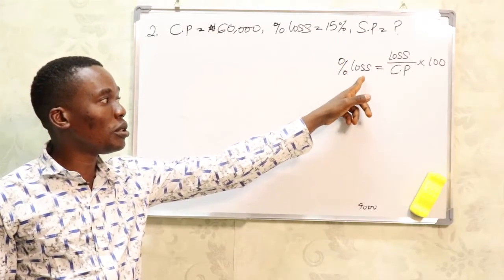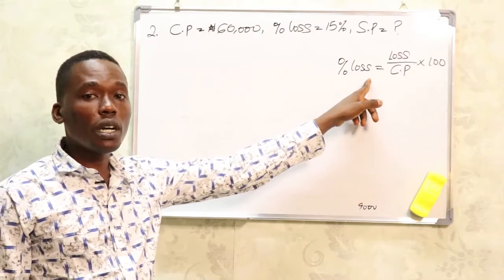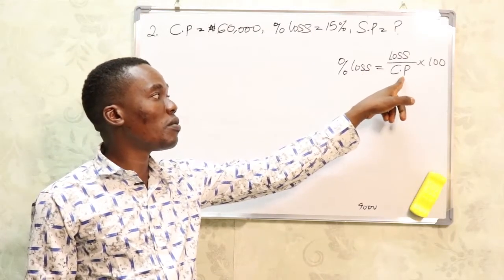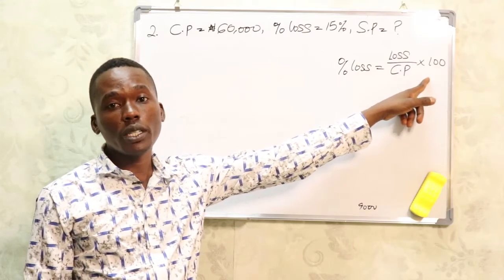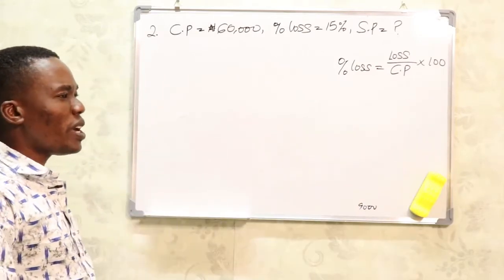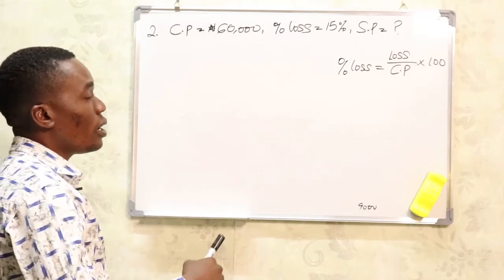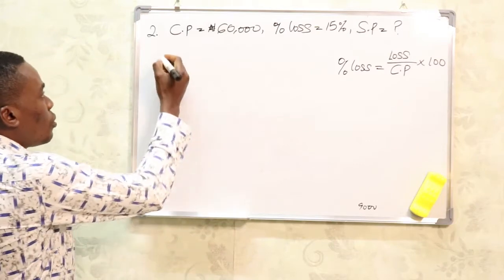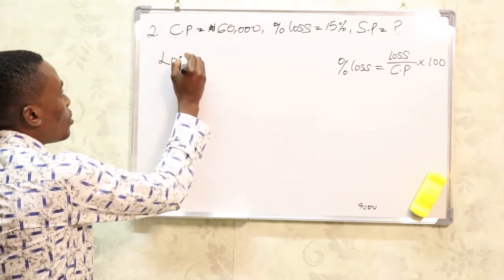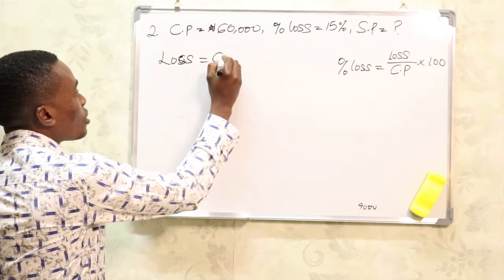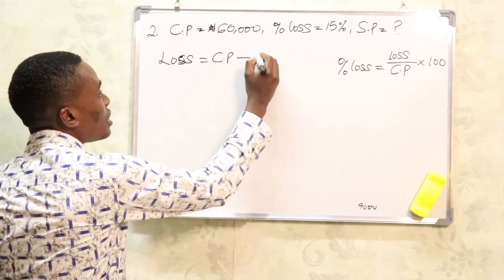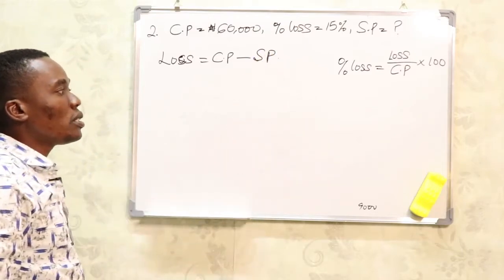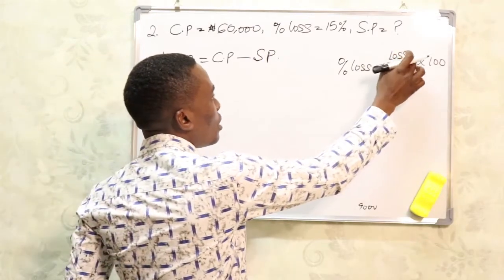Now recall I told you in one of those keynotes that percentage loss is equal to the loss over the cost price times 100. When does a seller have a loss? A seller will always have a loss when his cost price is more than his selling price. So we are going to use these principles, and this will give us the loss here.